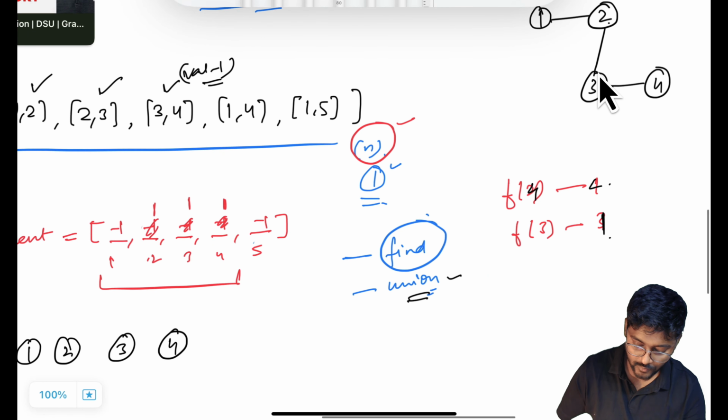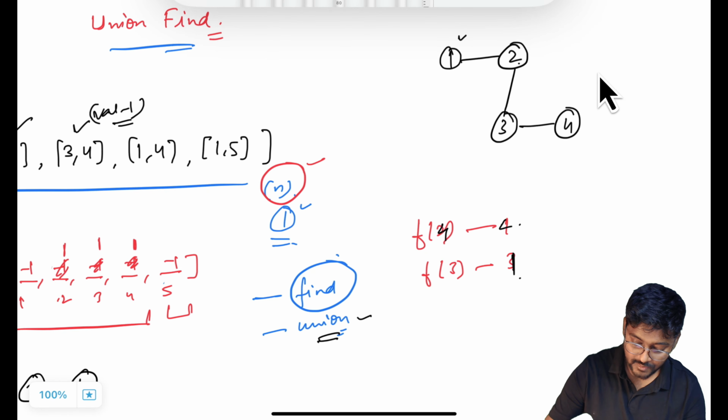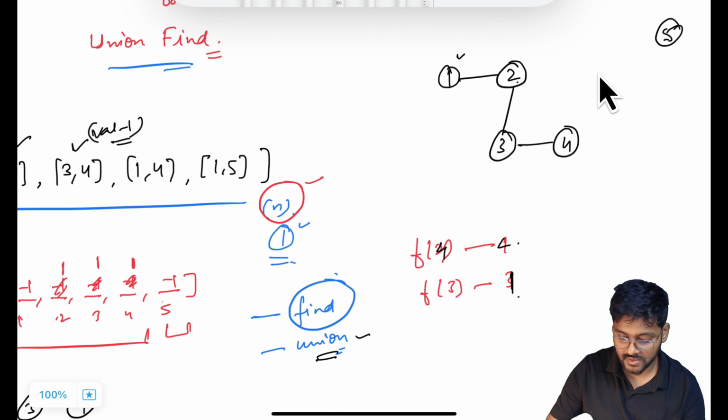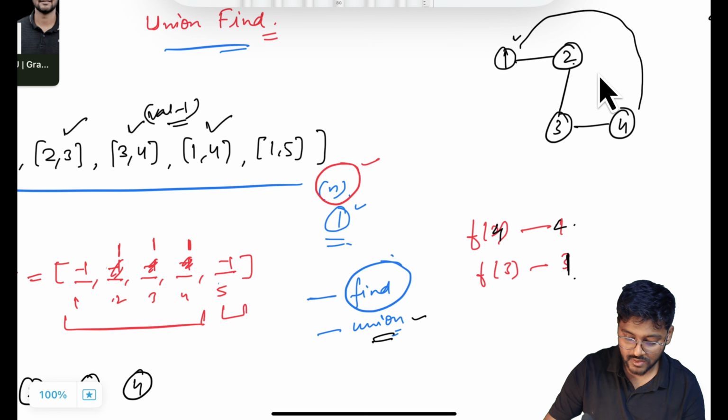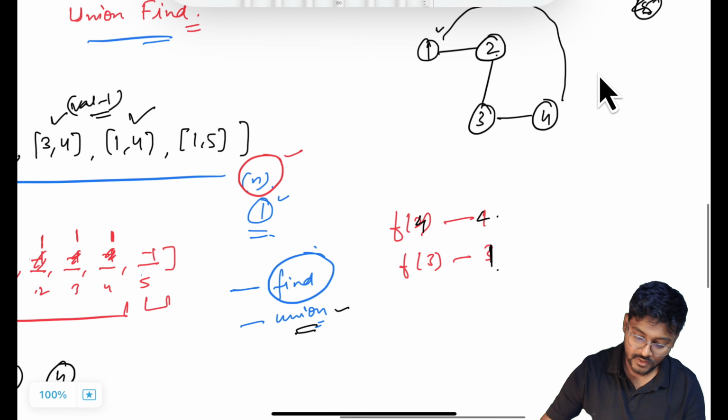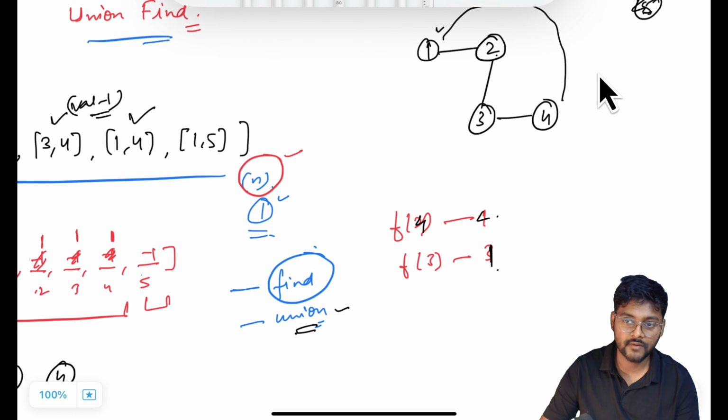Now at this moment, these 4 are from one component and 5 is from a different component, placed somewhere apart from the edges. This is the state. Now let's come to the next edge. Next edge is 1, 4. Now they are trying to join 1 and 4. If we join 1 and 4, we are forming a cycle.